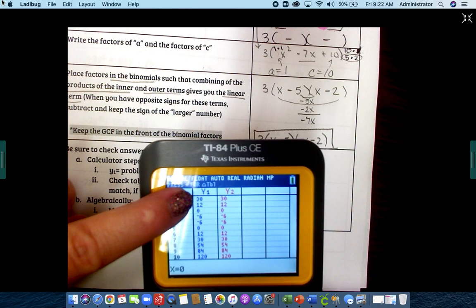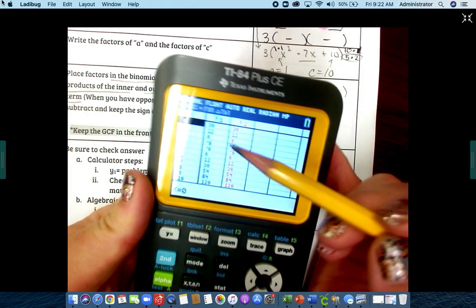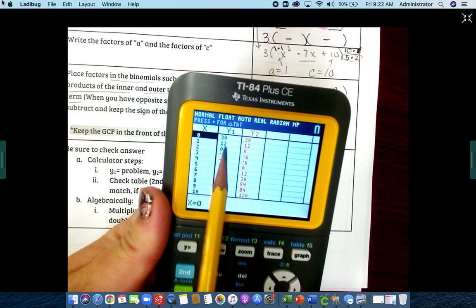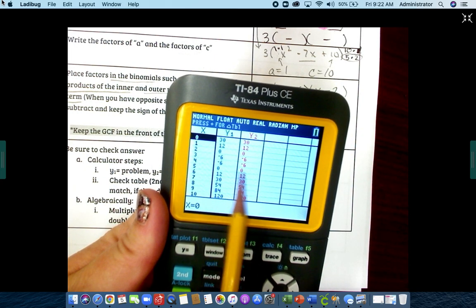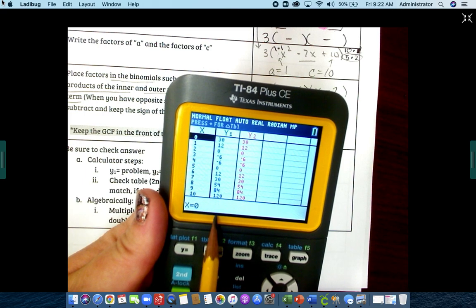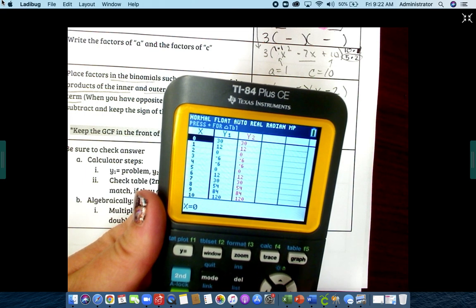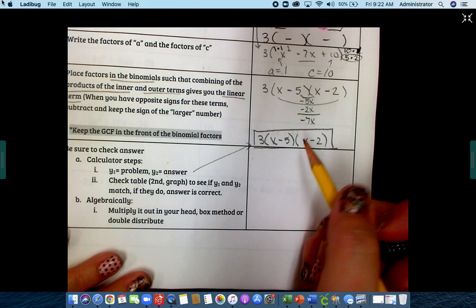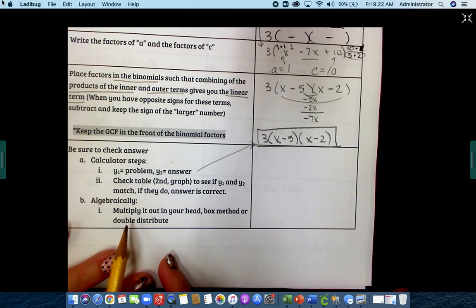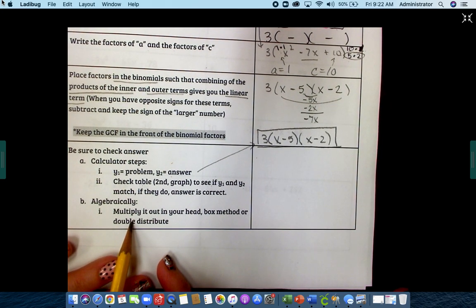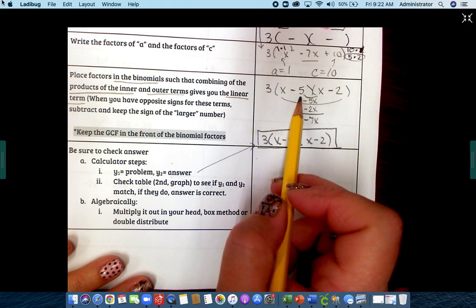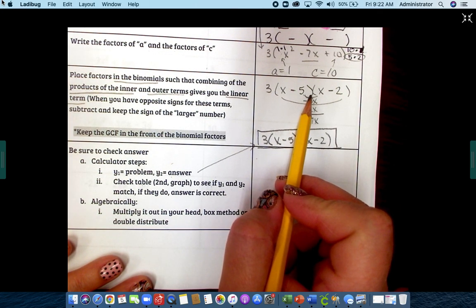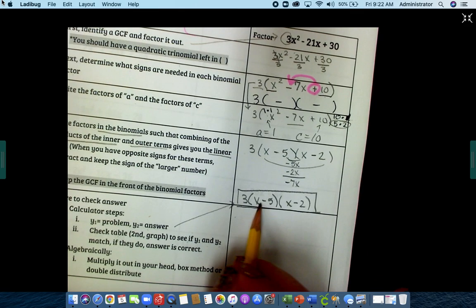So look up here where it says Y1 and Y2. Do all of these numbers match? 30, 30, 12, 12. They all match. So if all the numbers in this column match all the numbers in this column for Y1 and Y2, then my answer is correct. Okay? Now, if I don't have a calculator, I can multiply it out algebraically. I can use my box method or double distribute here and then distribute my 3 to see if I get my original problem. But this would be my answer.